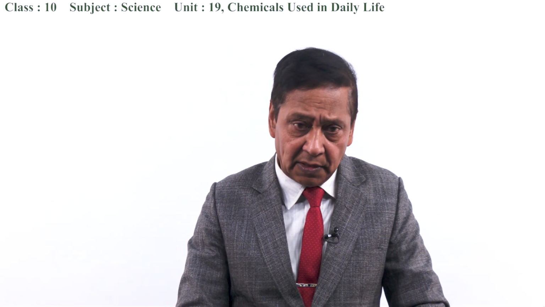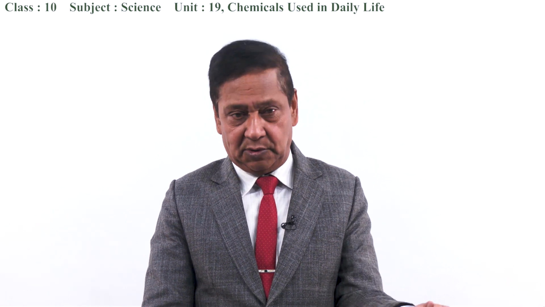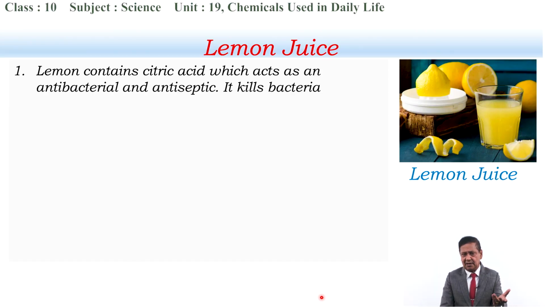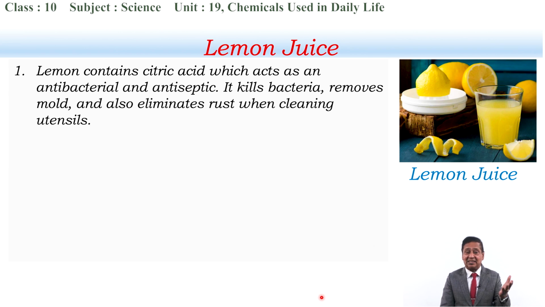Let's have another. Lemon juice. Everyone knows about this lemon juice. What is it? Lemon contains citric acid, which acts as an antibacterial and antiseptic. It kills bacteria, removes mold and also eliminates rust when cleaning utensils. Actually, this is a completely chemical action. This contains acid. This acid is not harmful to human health.